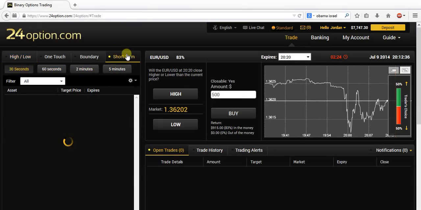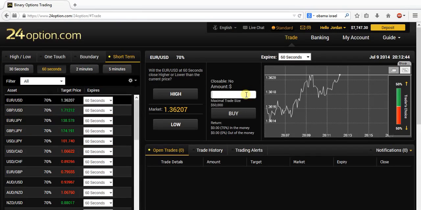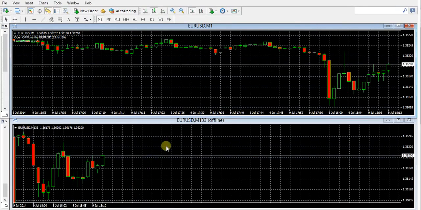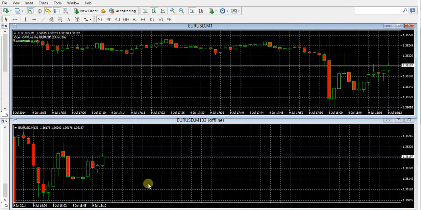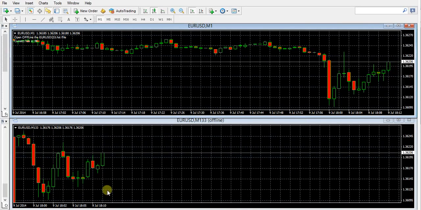Let me just make sure here I wasn't on short-term 60-second trading. Euro-US dollar. Okay, we may have confirmation of the trend here, but these are kind of smaller volatility, smaller price fluctuation, but it's starting to look good.